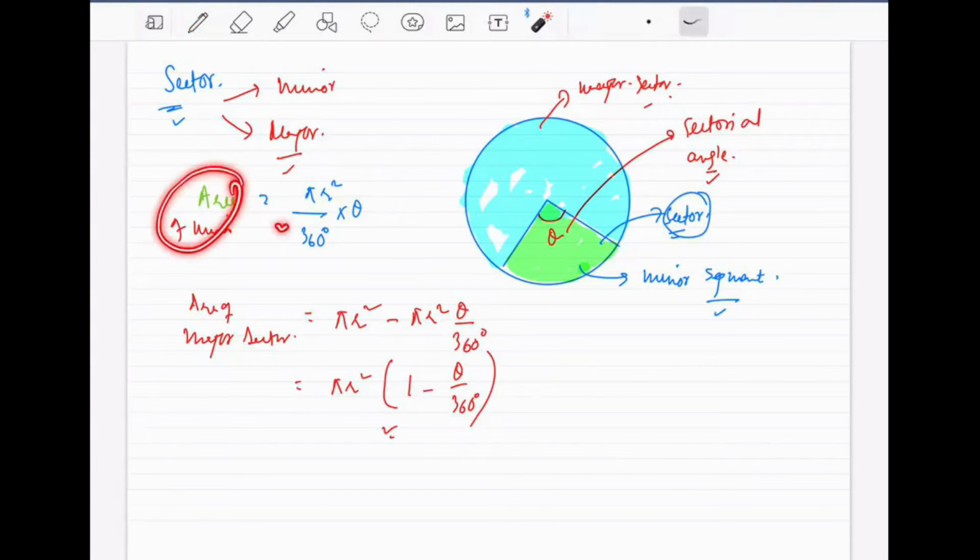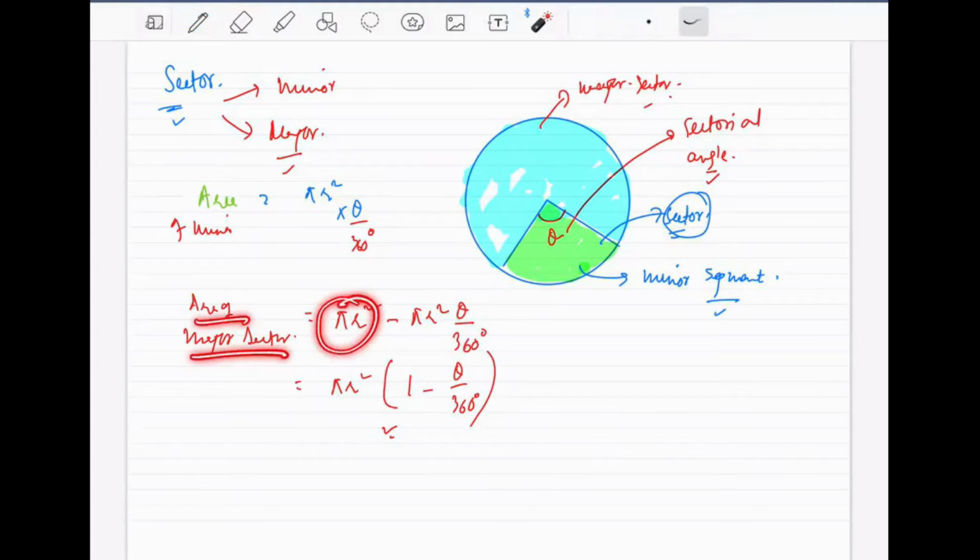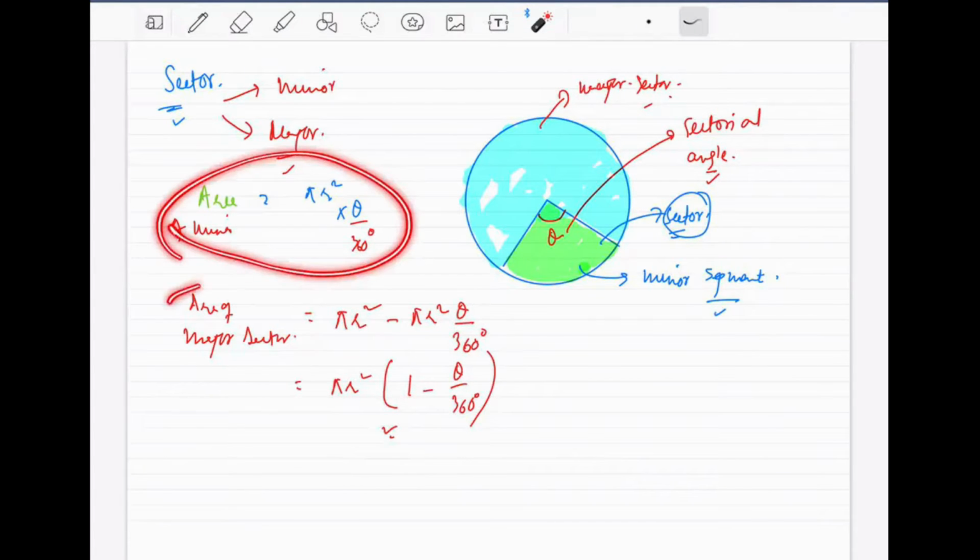The minor sector is this part, pi r square theta by 360. You can put theta and 360 together, and you can put theta by 360. Same thing. The denominator, you can put it below pi r square or below theta. And for the major sector, you have to subtract this part from pi r square. This is the area of the major sector. Area of minor sector is here, area of major sector is here.